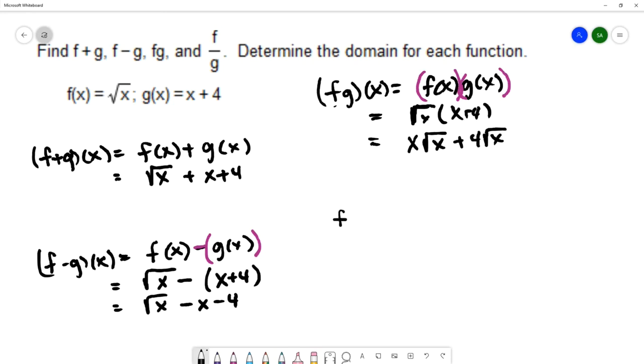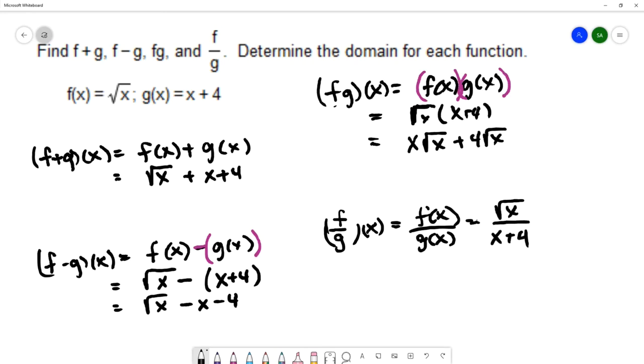And then f over g of x, we're going to put our f of x in the numerator and our g of x in the denominator. f of x is square root x. g of x is x plus 4. And I wouldn't do any simplification to this. There are no common factors. So we have f over g of x being square root of x over x plus 4.